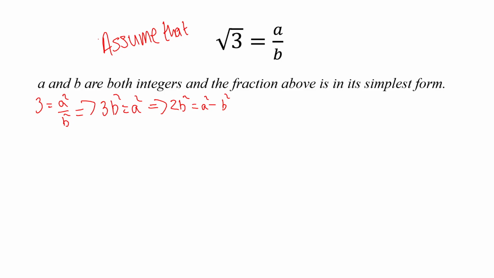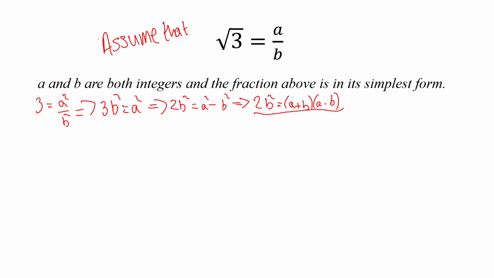Now I'm going to rewrite a squared minus b squared using difference of two squares. It's already in the difference of two squares form, but I'm going to go backwards, and then rewrite this as 2b squared equals (a plus b)(a minus b). So I have now got this equation here.